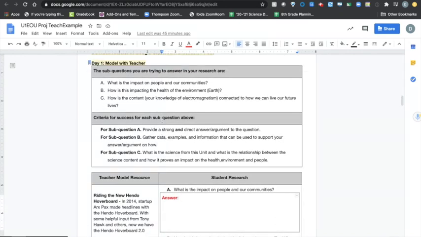and it looks just like this. And the three sub questions that you're trying to answer in your research for each resource is A, what is the impact on people in our communities? B, how is this impacting the health of the environment or the earth? And C, how is the content, which is your knowledge of electromagnetism and all of these forces that we've learned about, connected to how we can live our future lives? And for each of those questions, we have a further criteria for success that gives you more detail on how you should be answering each question.